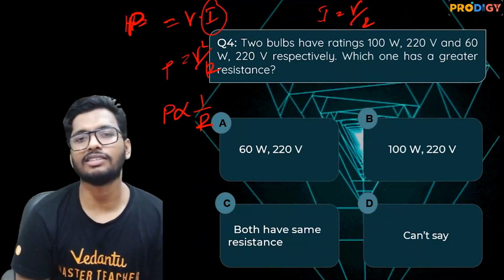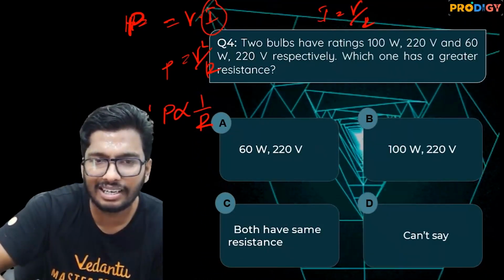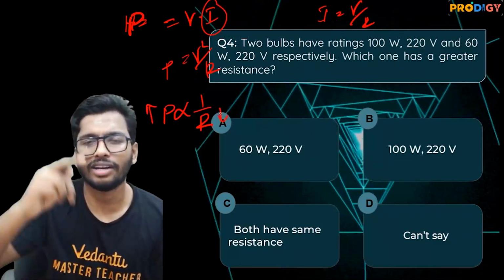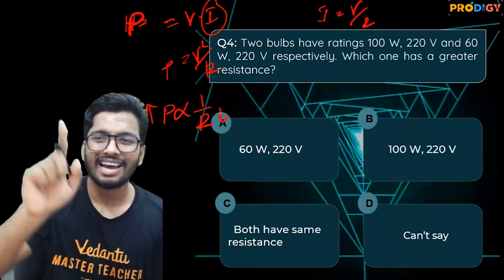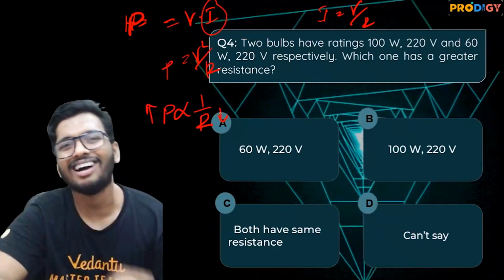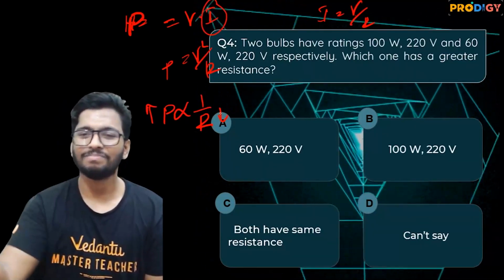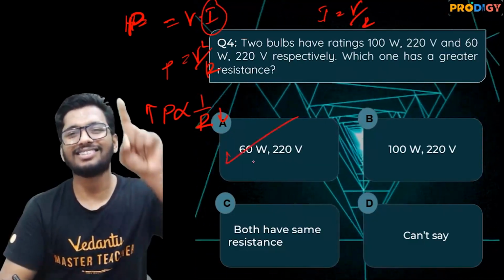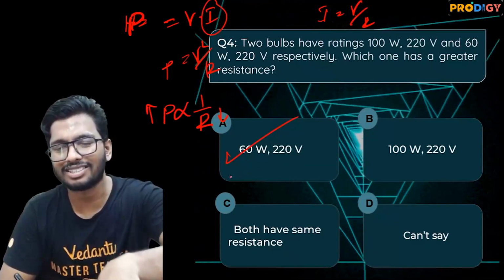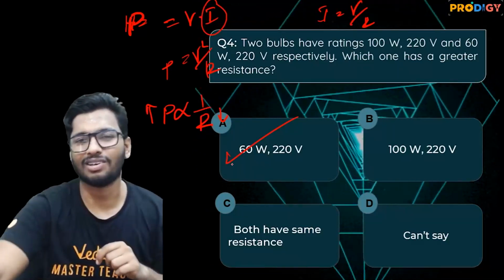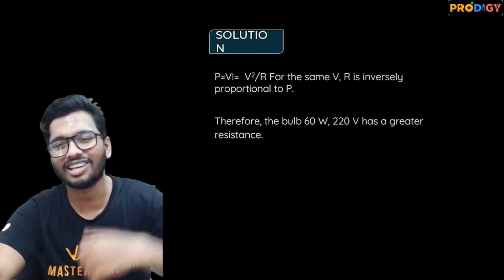So from this, guys, you can see that when power increases, resistance will decrease, or when resistance increases, power will decrease. Now in this case, which has more power? The 100 watt has more power, 60 watt bulb has less power. So which has more resistance then? The 60 watt bulb. Because power is indirectly proportional to resistance when the voltage is kept constant, and in this case voltage is constant, so you can come to that conclusion.